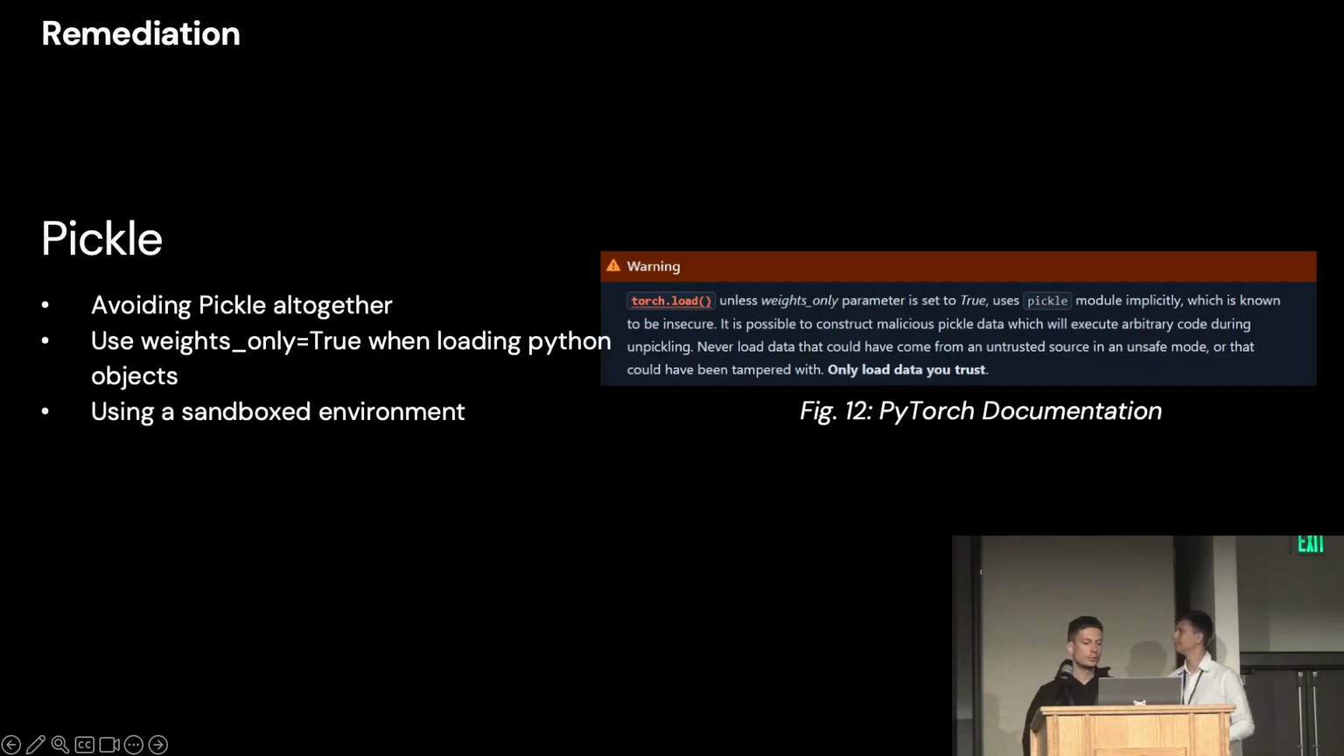Yeah, so let's close with the defensive side. For Pickle, please avoid it altogether whenever possible. And if you must use it, you should restrict the deserialization to safe objects and safe object types, and use, as Denis mentioned, weights_only=True in PyTorch. And you should also run the deserialization in a sandbox environment with all network access restricted and the rest of the privileges set up, and also enforce resource limits.